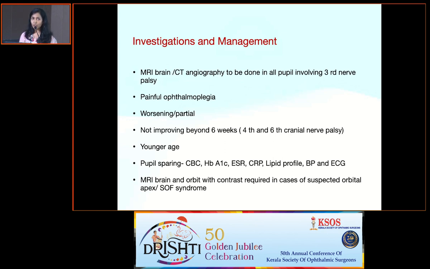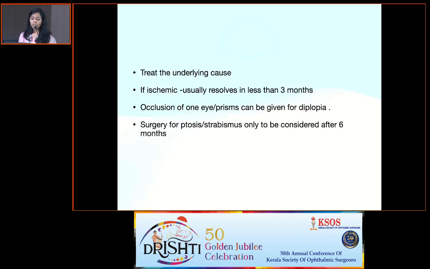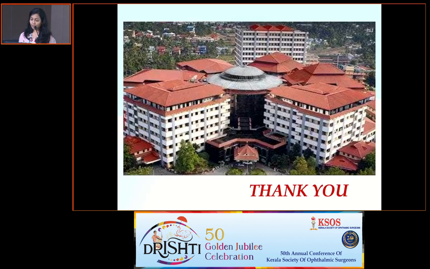If you are planning to observe and thinking about vascular causes, rule out diabetes and hypertension; a lipid profile, ECG, and BP should be done. Treat the underlying cause. If ischemic, it usually resolves in less than 3 months. In between, you can occlude the eye, or prisms can be used to avoid troublesome diplopia. Surgery for the ptosis or strabismus should be considered only after 6 months and when the ptosis or the deviation is stable. Thank you.